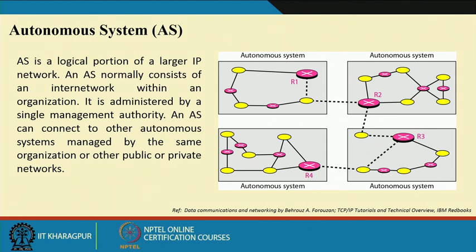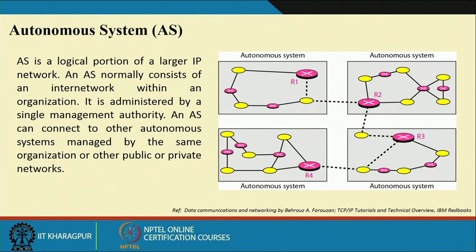It is administered by a single management authority, and an AS can connect to other autonomous systems managed by the same organization, or public or private, and so on. So, let us repeat. We take a group of things on the whole internet which are logically maintained by an organization or administrative authority, and it definitely has to communicate with other autonomous systems, which may be of the same organization, of other organizations, public or private.